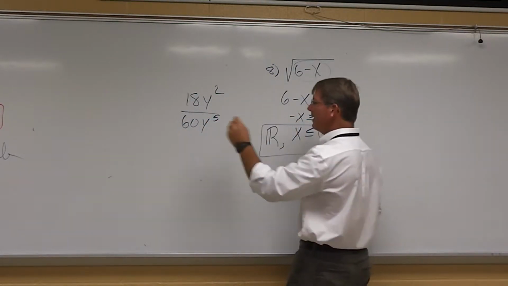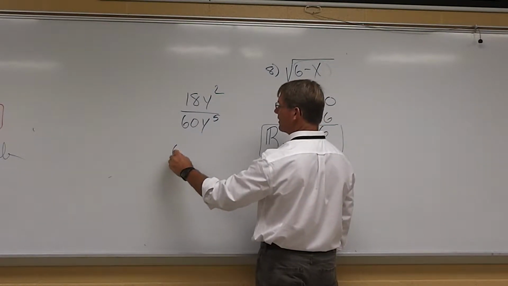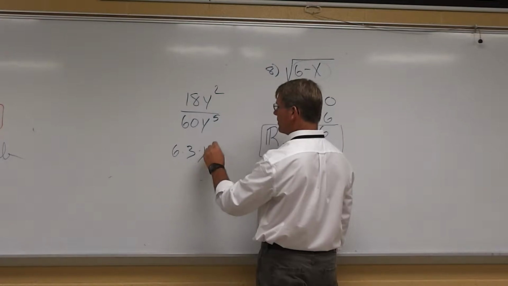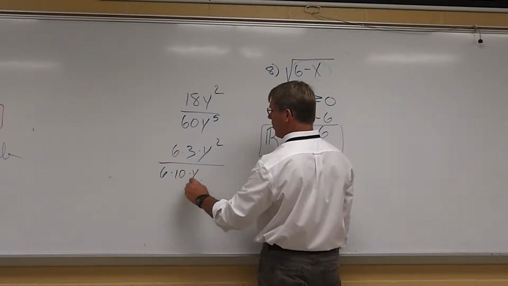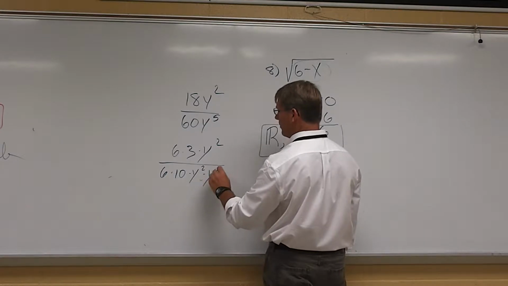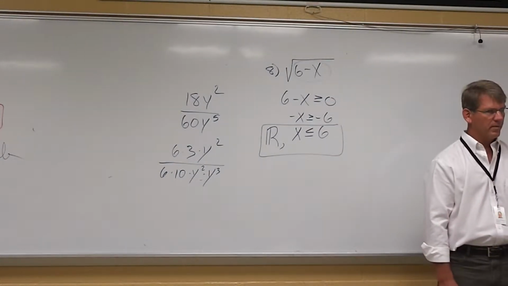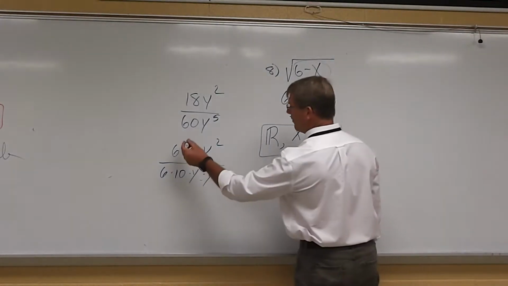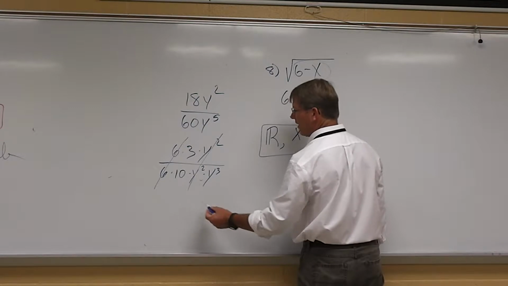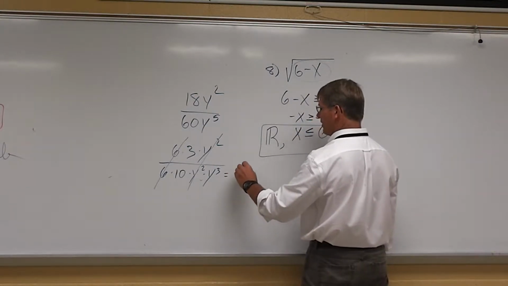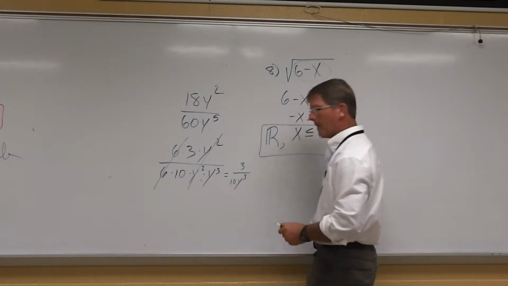Well, basically I can factor this. I don't have to write it, but I can factor it as 6 times 3 times y squared over 6 times 10 times y squared times y cubed. And we said we can use division to cancel multiplication. Because they're factors, I can divide like factors. 6 divided by 6 is 1, y squared divided by y squared is 1, and this is going to leave me with 3 over 10y cubed.